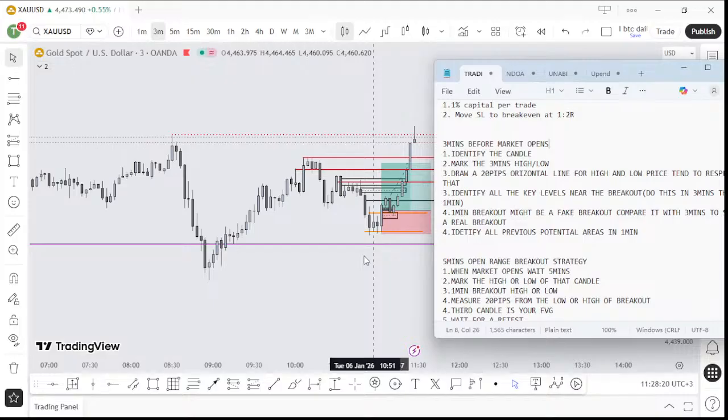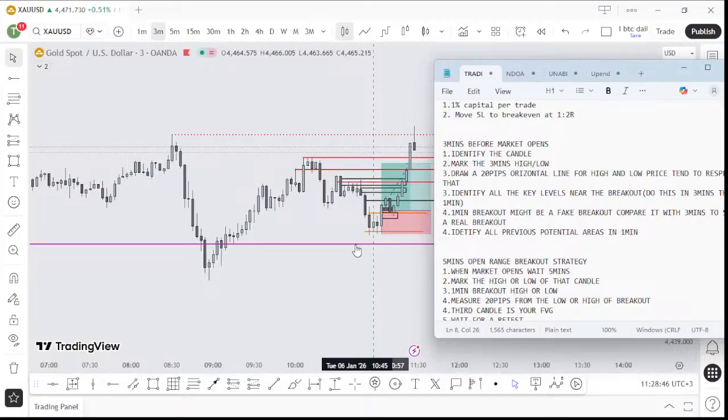According to my experience, price tends to respect these 20 pips a lot. Price will come down, to our 20 pips, or it can come down to our below-range 20 pips, which is this one here. So I'm going to take another buy from this point, going up.